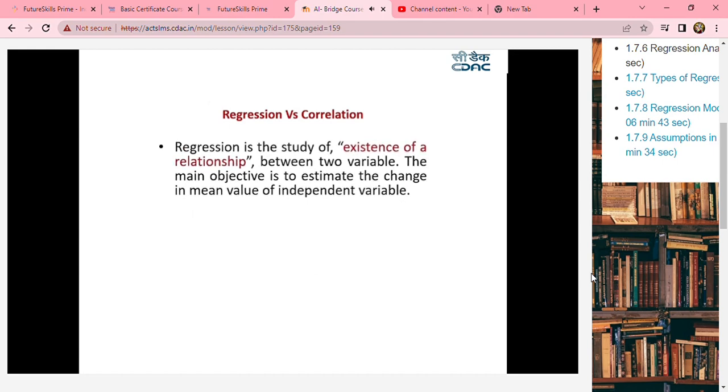Now, what is the difference between regression and correlation? Regression is the study of the existence of a relationship between the variables. The main objective of regression is to estimate the change in the dependent variable provided the independent variable is given, whereas correlation is the study of the strength of the relationship between two variables. By now, we have a clear understanding of what regression is, what correlation is, and the difference between them. Regression also helps in validating the hypothesis, and it is one of the important tools in predictive analytics. Going further, we'll be learning much more about regression analysis. Till then, happy learning.